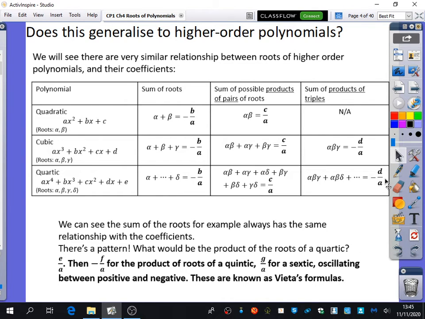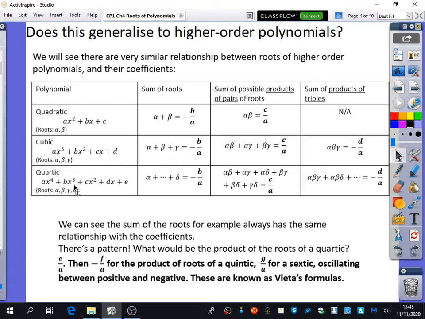They're all connected to how you can solve the equations as well. So I've written down here that we can see that the sum of the roots always has the same relationship with the coefficients. It's always minus b over a. Obviously, b is not always referring to x. It's the second part of the polynomial that we have there.